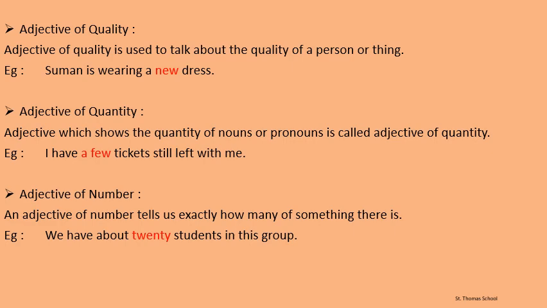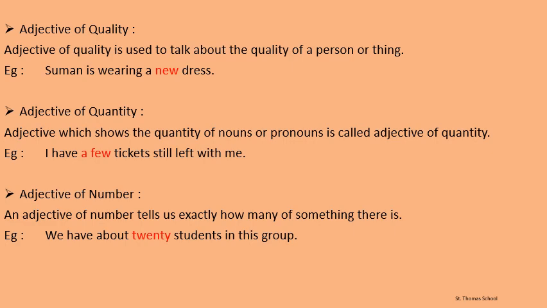Next one is adjective of quantity. So adjective of quantity shows the quantity of the noun or pronoun used in the sentence. So how much quantity the noun or pronoun is, we know about it with the help of adjective of quantity. An example given over here: I have a few tickets still left with me.